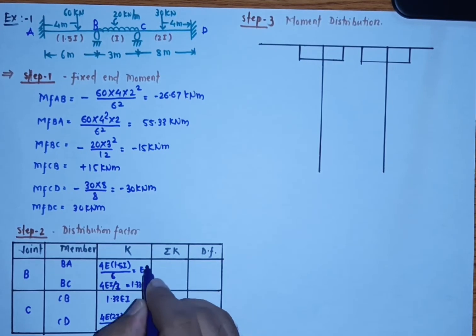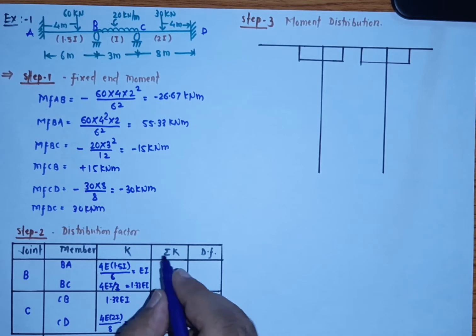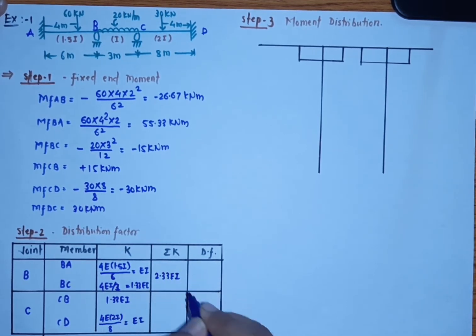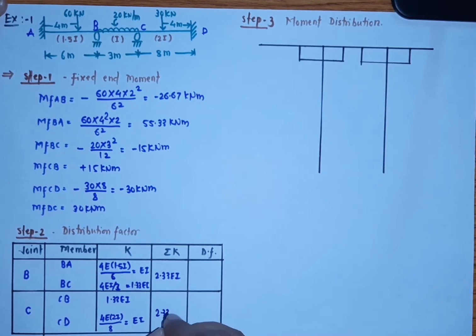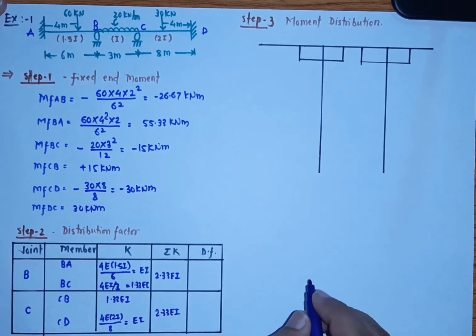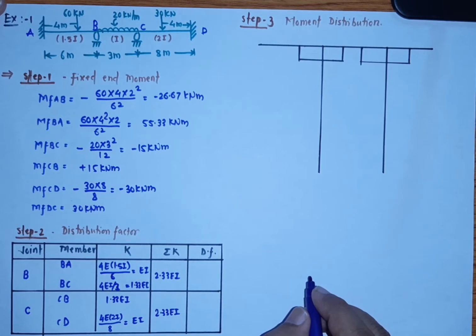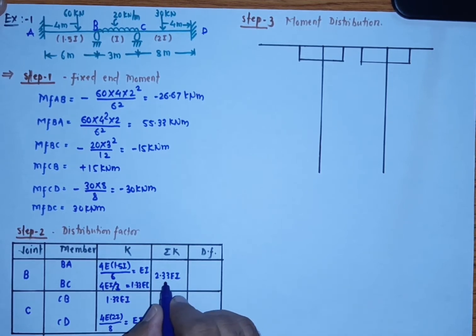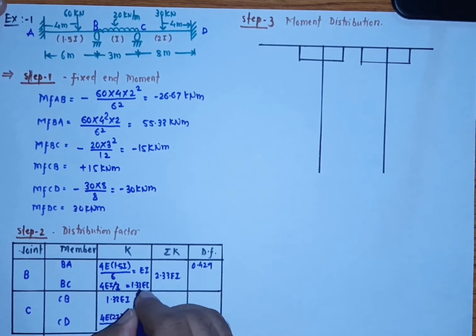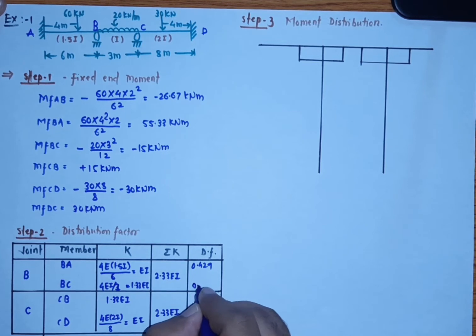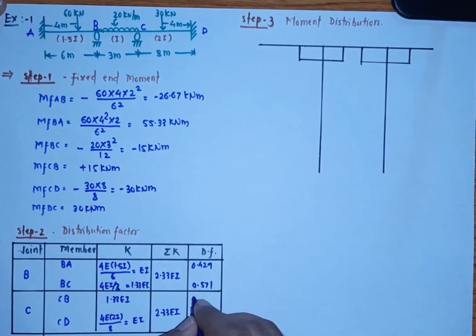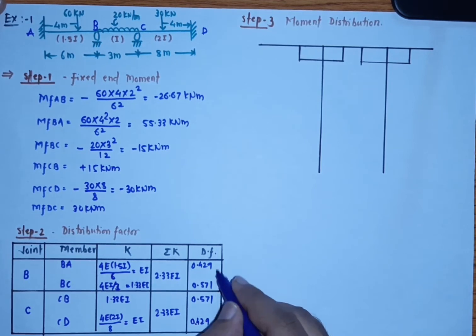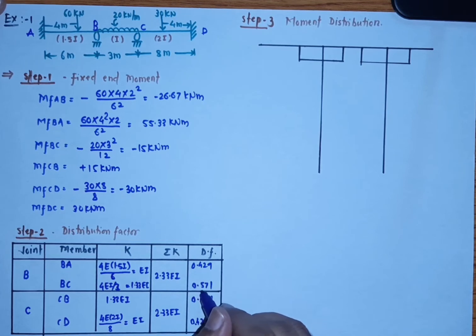Now summation of K means what? Addition of these two members' stiffness: EI plus 1.33EI, that is nothing but 2.33EI. And for the other joint, again it will be the same, 2.33EI. Therefore, distribution factor can be calculated as the ratio of K divided by summation of K. So EI divided by 2.33EI will be 0.429, and for BC it will be 1.33 divided by 2.33, which is 0.571. Same for the other joint: 0.571 and the remaining 0.429. When we add these two member stiffnesses, it should be 1. So 0.429 plus 0.571 is 1. That means whatever distribution factors we calculated are correct.